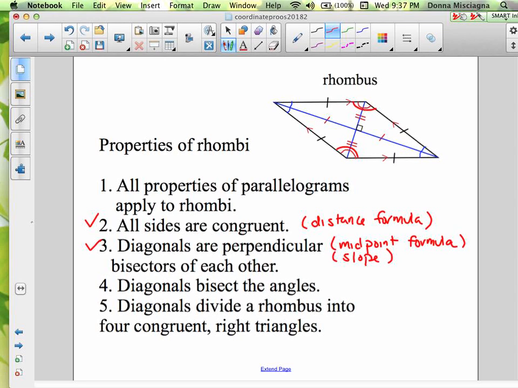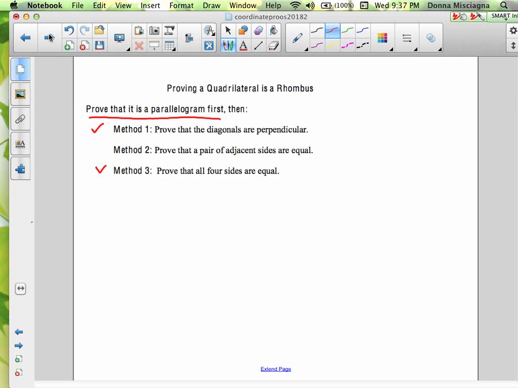We're going to do the number 3 first, right, in our proof. We actually have 3 ways to prove that a quadrilateral is a rhombus. Again, we'll prove it's a parallelogram first. Method 1, prove the diagonals are perpendicular. And method 2 and method 3 are so similar. A pair of adjacent sides are equal. All 4 sides are equal.